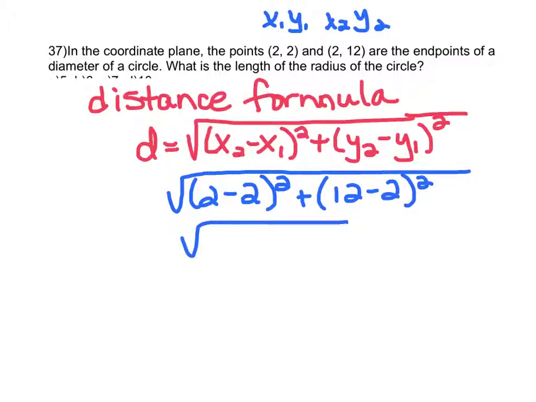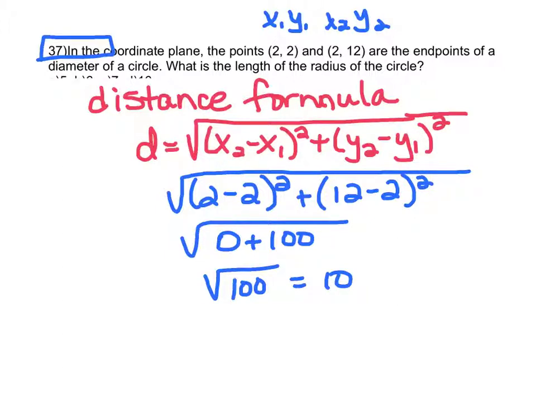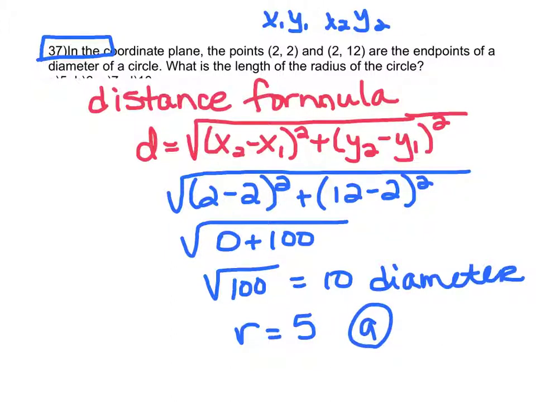Well, underneath our radical here, we're going to have 0 squared, which is 0. And then here we're going to have 10 squared, which is 100. And the square root of 100 is 10. Now remember, that gives us our diameter of the circle. So just be careful and reread your problem to see what they're looking for, because they are actually looking for the radius in this problem. You have to understand that the radius is half of the diameter. So your radius is 5, and that's going to be your option A.